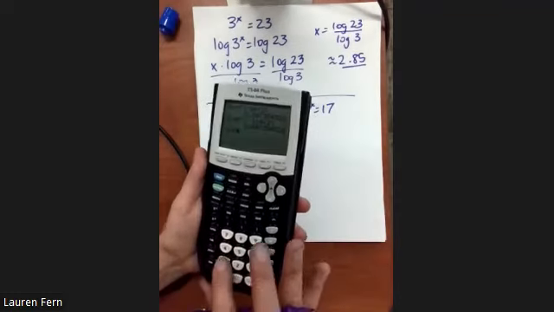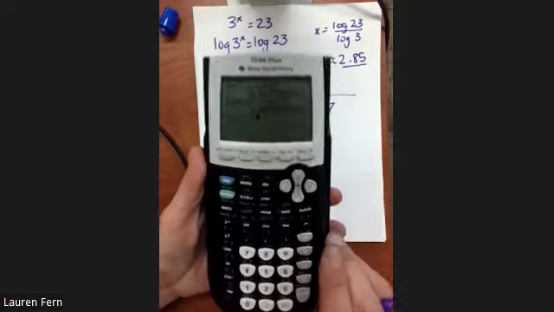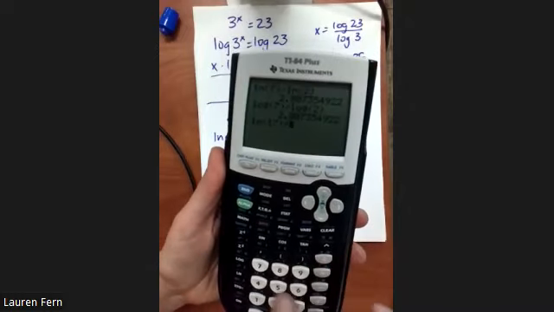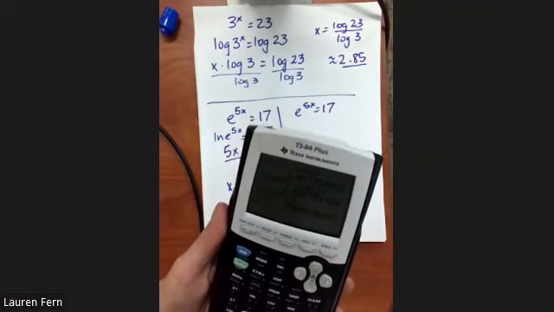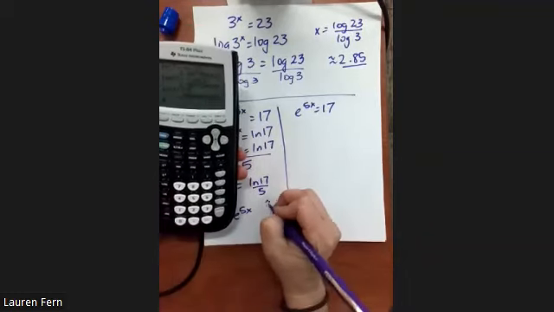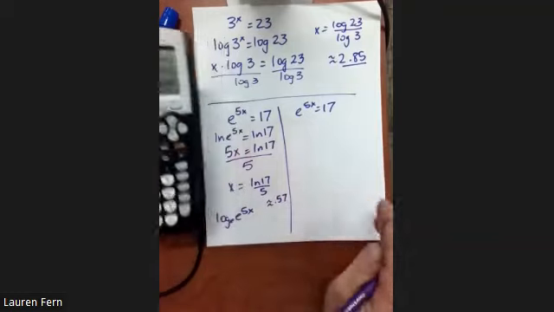Okay, so if I compute the natural log of 17, and then I divide that by 5, don't forget to close your parentheses, you're going to get about, let's go 2 decimal places, about 0.57.